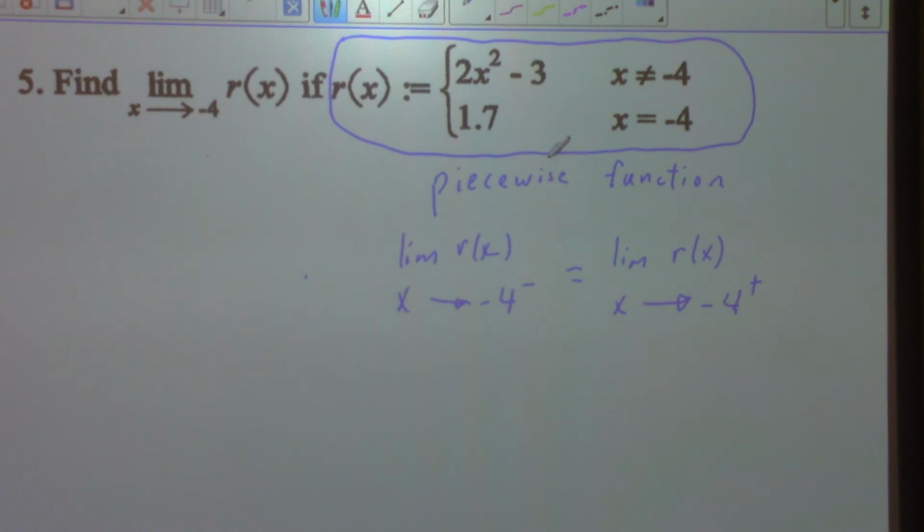So let's go ahead and find that limit as x approaches negative 4 from the left side. How do we find that out? Well, we'll plug in negative 4 for x, right? And we know that's going to be the same as the right side limit. So is there going to be a limit here? Yes, there is, because the left side and right side limit are the same. So what do we have here for that?